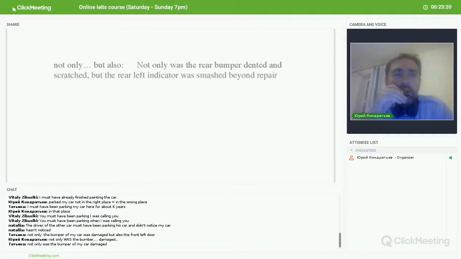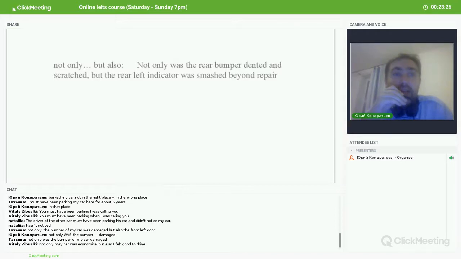Well, here is my example while Natalia and Vitaly are finishing. Not only was the rear bumper dented and scratched, but the rear left indicator was smashed beyond repair. Okay.